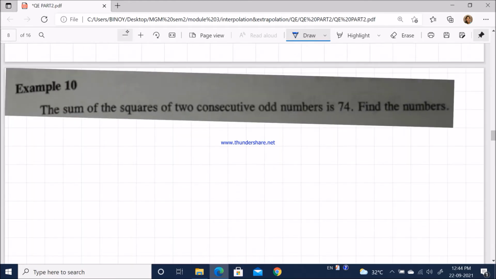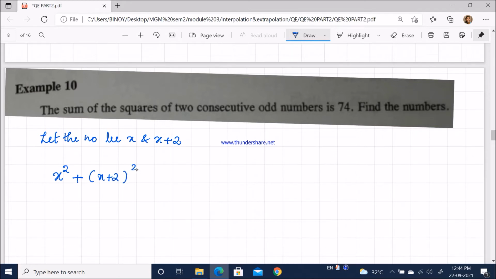Moving on to the next question. In example 10, we are asked: the sum of the squares of two consecutive odd numbers is 74. Find the numbers. Let the number be x, and the consecutive odd number is x plus 2. So, let the numbers be x and x plus 2. The sum of squares: x square plus (x plus 2) the whole square is equal to 74.